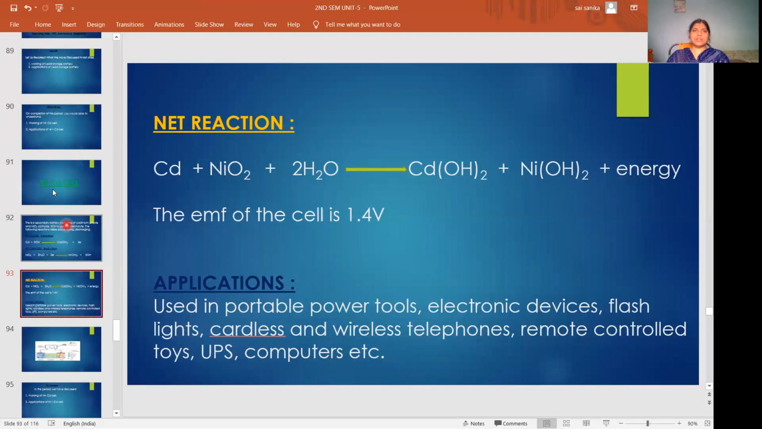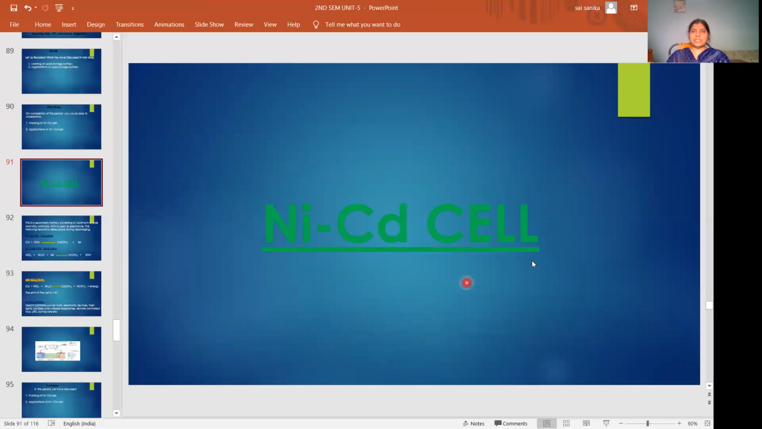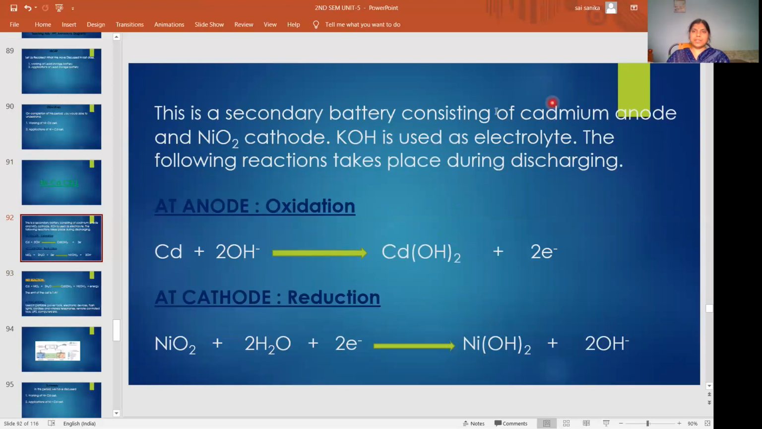So okay, you understood the nickel cadmium cell. It is a secondary cell. Okay, this is rechargeable and used again and again. Here cadmium is anode and nickel oxide is cathode and KOH is electrolyte. And whatever reactions I have given, these reactions take place during discharging of this cell.